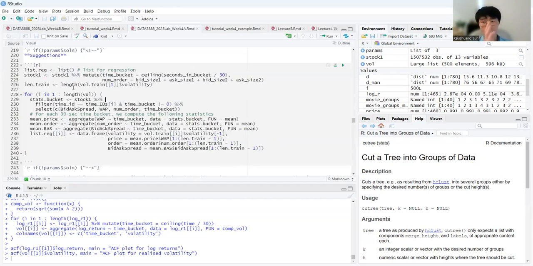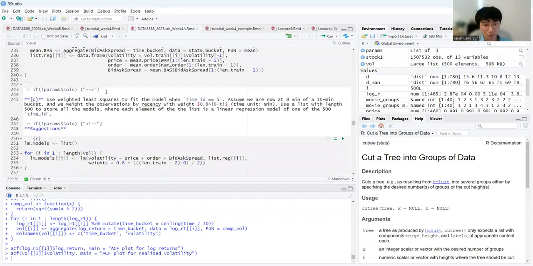Then as a summary, this code is computing the design matrix of a linear regression model. Remember, y equals x times beta. X is the design matrix, and y is the response vector. It essentially just computes the y and x for this linear regression model.